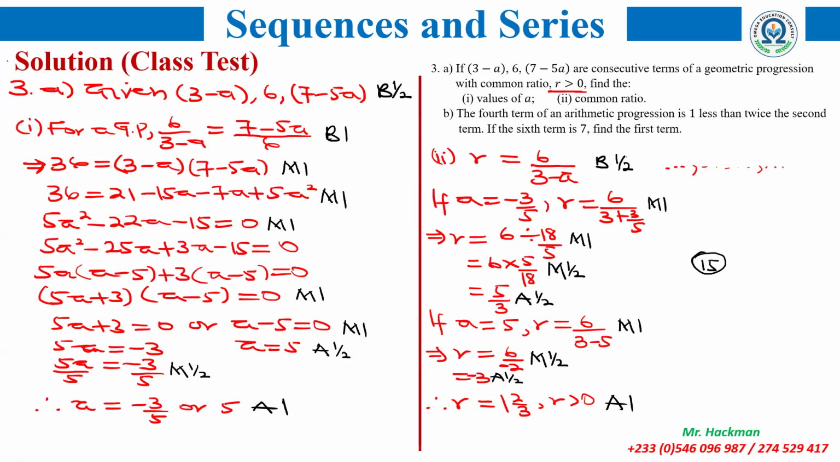Mr. Hackman, please, the question 3A, I solved it in a different way. Okay, which way? I substituted the value that I had for A into the expressions that were given, like 3 minus A and 7 minus 5A. You substituted that into this. Yes, please. You had values, then you came to divide. Okay, no issues. Only that you've already done that here, so it's better you substitute with this.